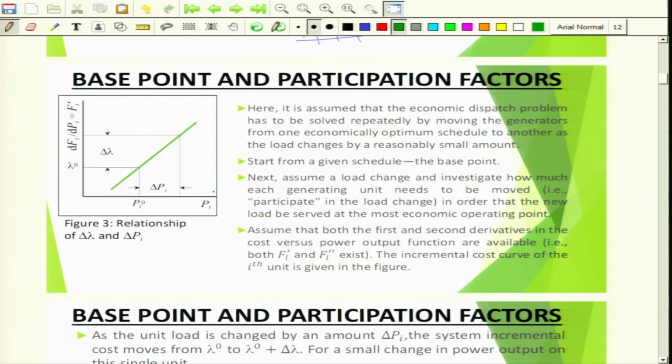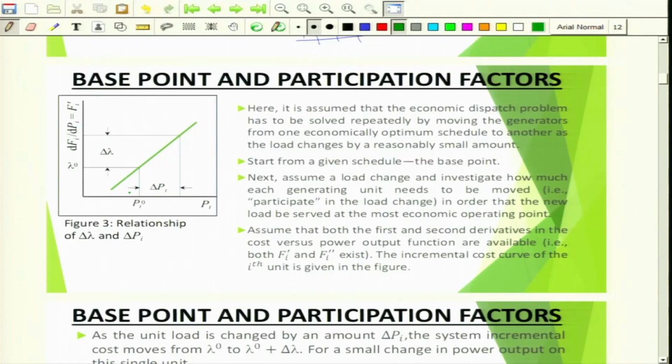Next, base point and participation factors. Here it is assumed that the economic dispatch problem has to be solved repeatedly by moving the generators from one economically optimum schedule to another as the load changes by a reasonably small amount. Let us say you have already defined a set of generators which is the most economical combination to meet a specific load demand. Now if there is a small change in the load, what would be the optimal share of individual generators to meet the change in the load demand? That can be obtained by using participation factors, this approach.